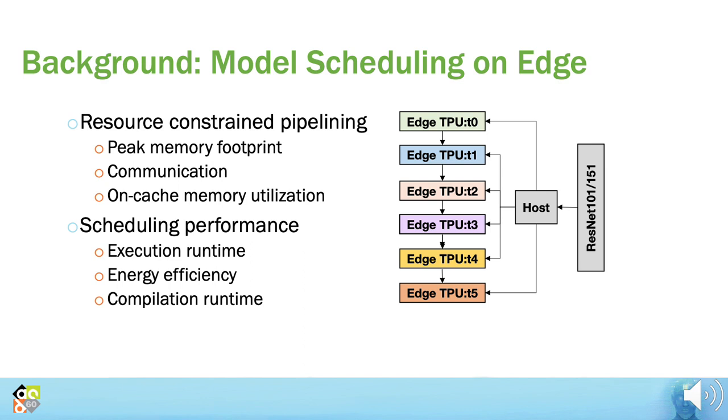In order to enhance DNN model performance, including execution runtime, energy efficiency, and the compilation runtime, we have conducted tests on more complex real-world models using edge devices, and we have established three optimization objectives. That's peak of cache memory, communication cost, and total memory usage across all stages. Because these factors greatly affect the scheduling performance.